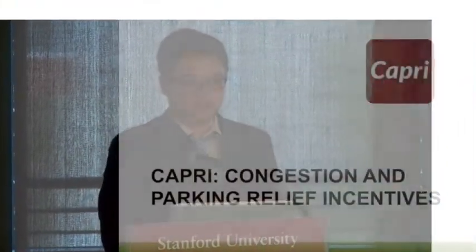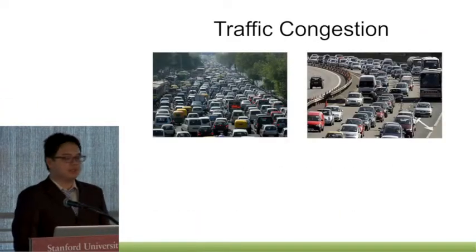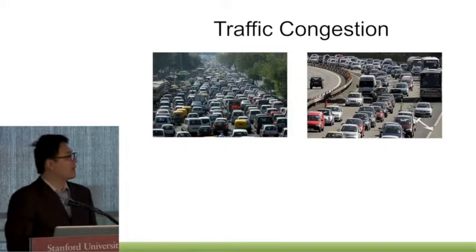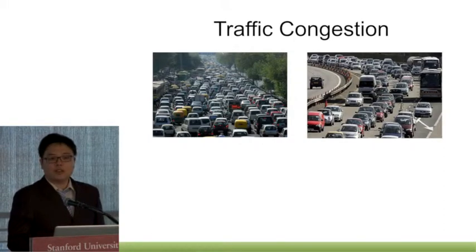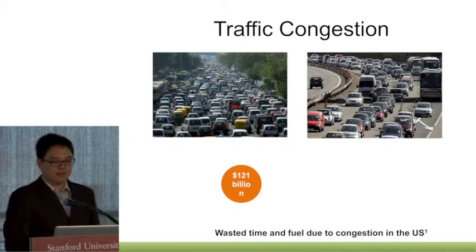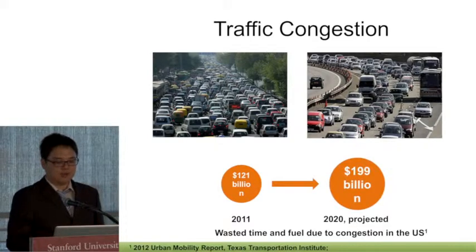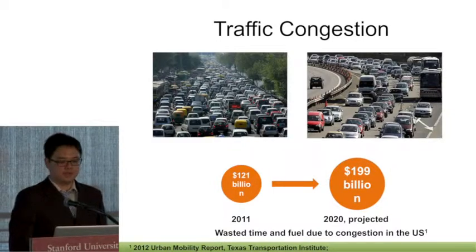Good morning. So our project is CAPRI, Congestion and Parking Relief Incentives. As we know, traffic congestion has always been a big problem, and it is costing not only our time, but also money. According to a national report, it is estimated that the wasted time and fuel due to congestion in the US is $121 billion in 2011, and the number is projected to jump to $199 billion in 2020.